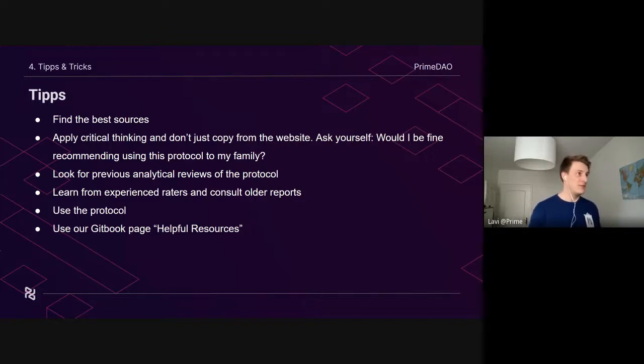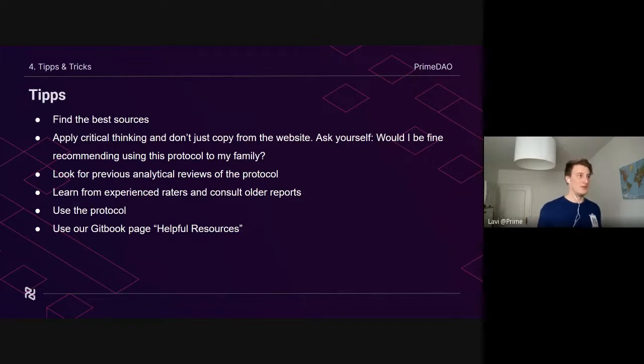Look for previous analytical reviews of the protocol, not necessarily rating reports like we do, but quite often you would find reports similar to ours, but from other sources, which is always interesting to look at. There are lots of other information providers out there, lots of analysts, and sometimes they do analyze a protocol like we do, and they publish that information as well. So this is always a good starting point to get yourself familiar with the protocol and get an overview of what you might be looking for. Learn from experienced raters as you're doing now, and by reading old reports, and then just use the protocol. Pretty simple. It also gives you a good feeling and understanding of what its offering is, and finding out maybe what is the difference between that protocol and its competition if you use both.